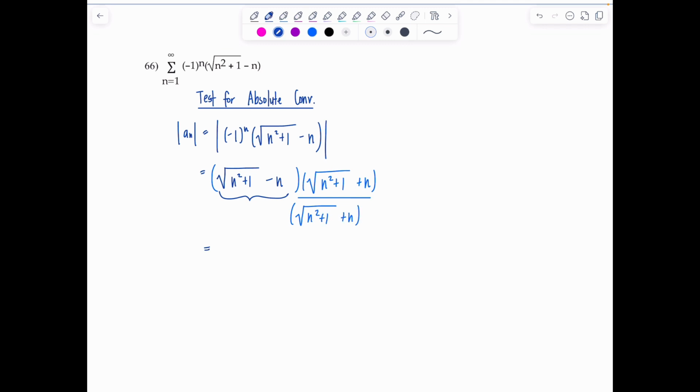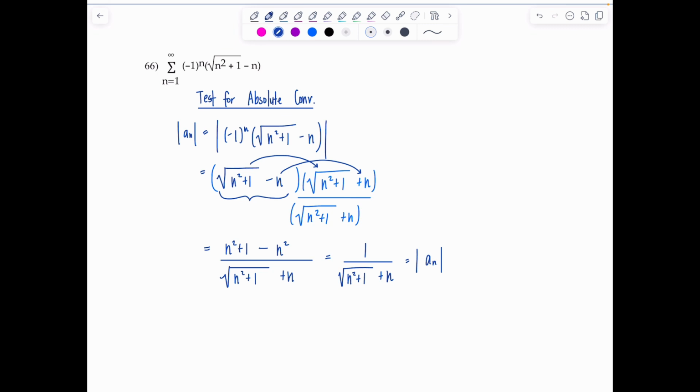So then now I have n squared plus 1, because rad n squared plus 1 times rad n squared plus 1, the radical goes away, minus, this is just n squared. And then down here we have square root n squared plus 1 plus n. So then now this is 1 over square root n squared plus 1 plus n. This is absolute value of a sub n. And now I feel a little bit better because I can get a better feel, right, for how it's behaving.